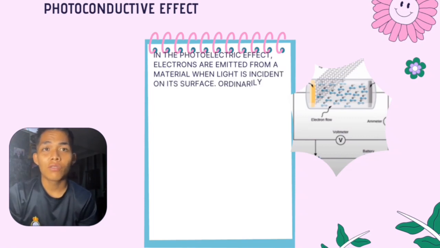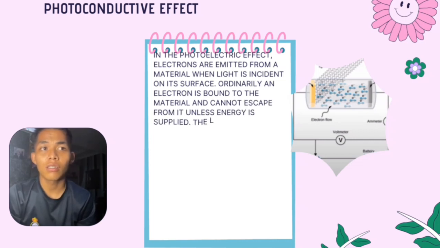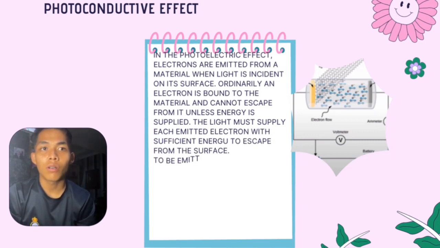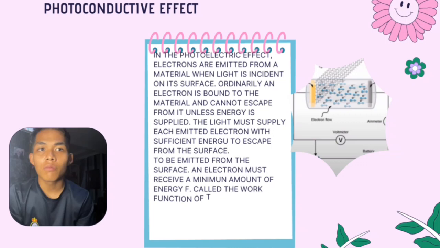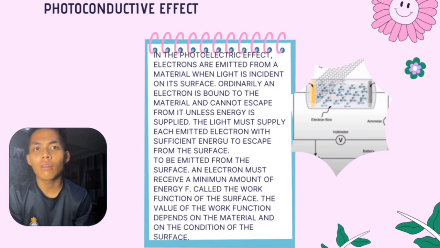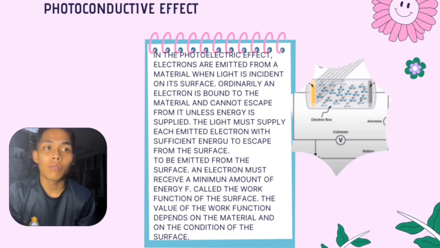For the introduction, in the photoelectric effect, electrons are emitted from a material when light is incident on its surface. Ordinarily, an electron is bound to the material and cannot escape from it unless energy is supplied. The light must supply the electron with sufficient energy to escape from the surface. To be emitted from the surface, an electron must receive a minimum amount of energy, phi, called the work function of the surface. The value of the work function depends on the material and on the condition of the surface.